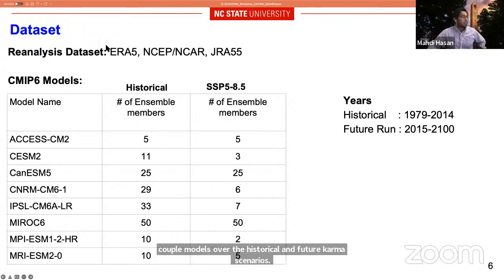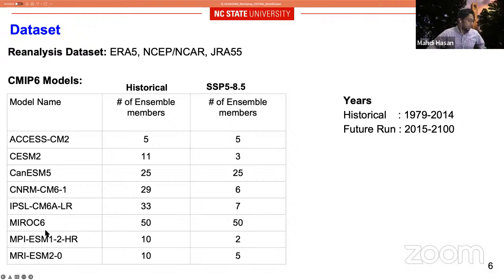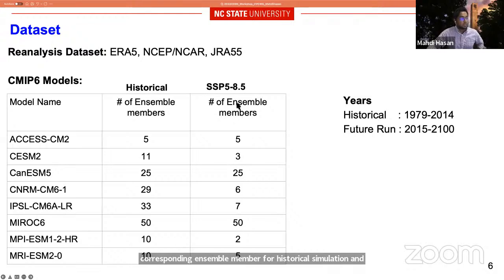I use 3 different reanalysis data sets, that are ERA5, NCAR, and JRA55, along with 8 CESM6 models that are listed here with their corresponding ensemble member for historical simulation and also the future climate simulation. For future climate, I use a scenario where there is the highest greenhouse gas emission rate. And the period is 1979 to 2014 for the historical period and 2015 to 2100 for the future run simulation.